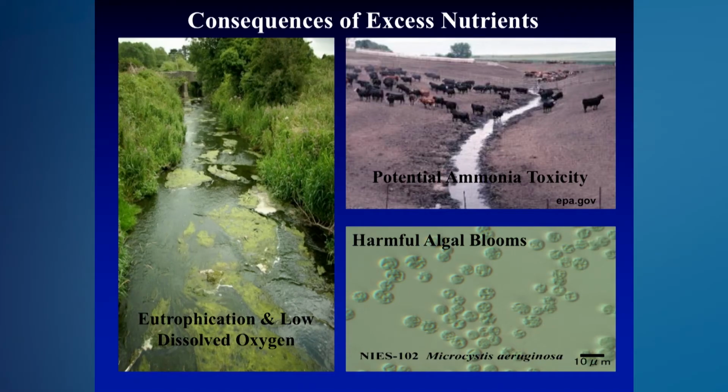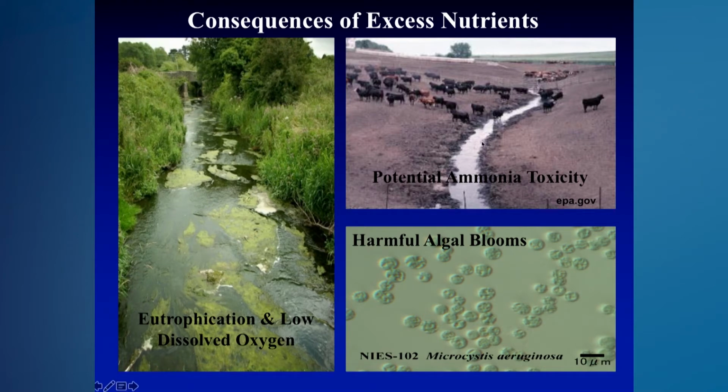Excess nutrients can cause several different concerns in aquatic ecosystems. On the left here, we show advanced eutrophication, and when the algae dies, it is consumed by the microorganisms, and it lowers the dissolved oxygen concentrations, which can have dramatic effects on the entire aquatic ecosystem. Harmful algal species produce toxins, which are toxic for both drinking water purposes as well as for recreational activities.